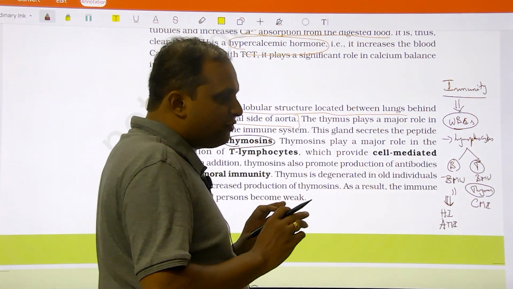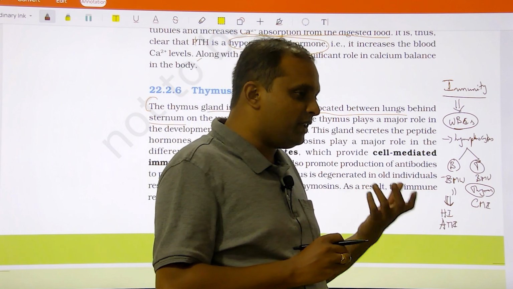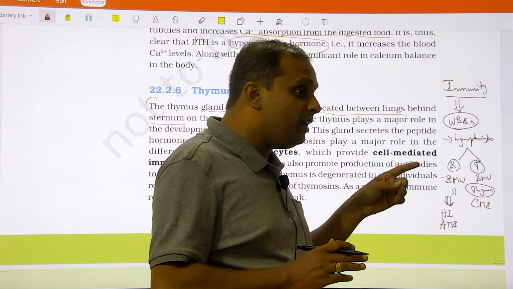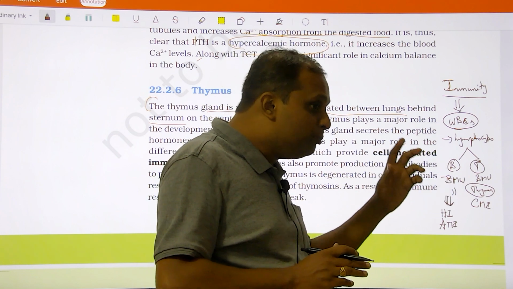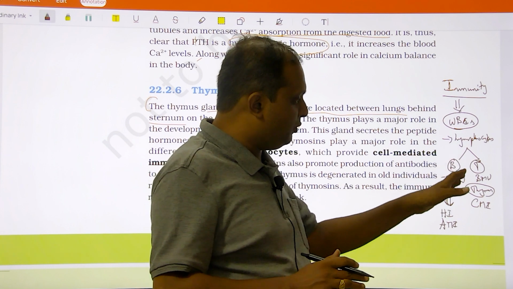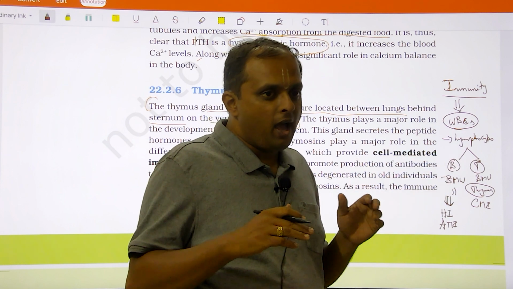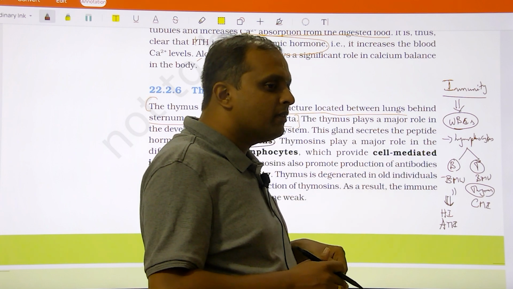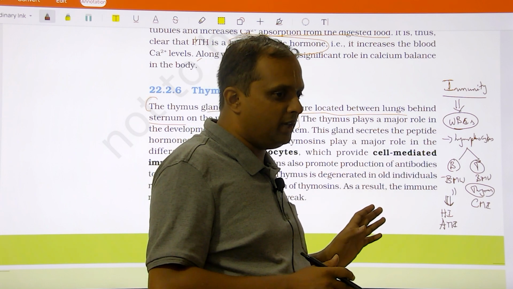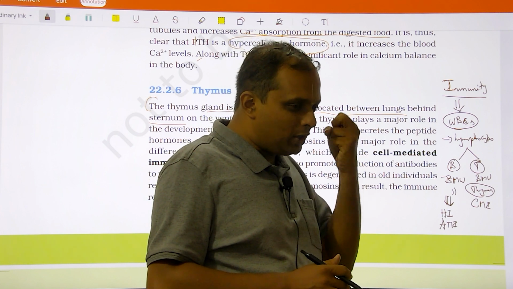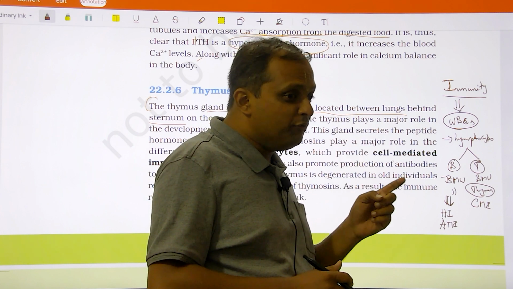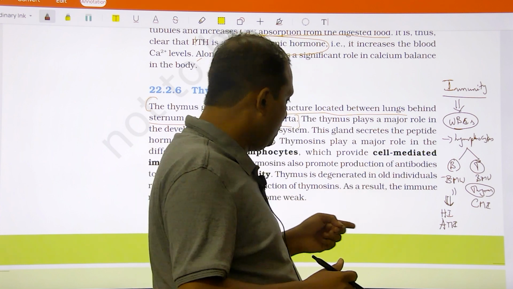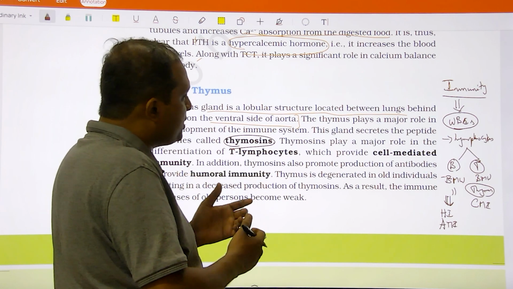In case thymosin is not there, because the thymus gland itself is not there, then cell mediated immunity will be compromised. And T lymphocytes also boost the other immunity. They don't take care of only cell mediated immunity; humoral immunity is also boosted by T lymphocytes. So the entire immunity is controlled by T lymphocytes. T lymphocyte maturation happens in the thymus, with the help of thymosin.